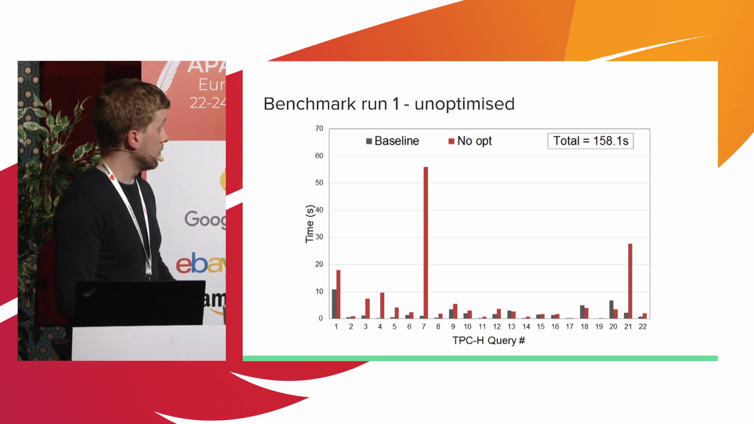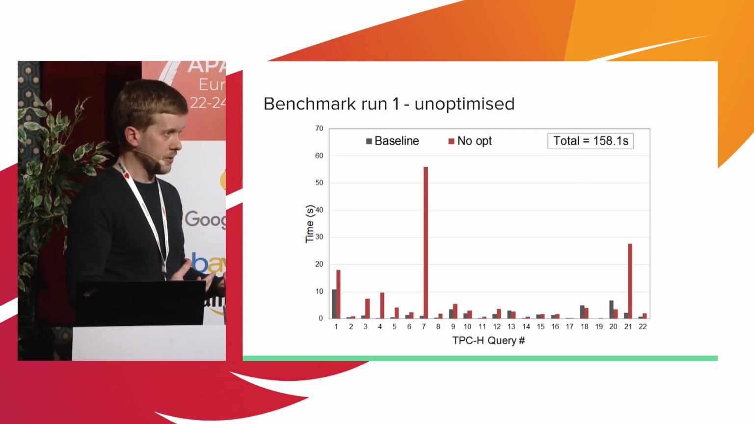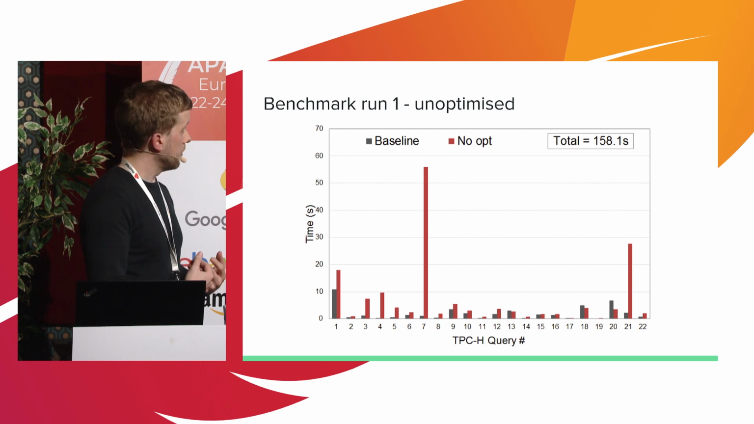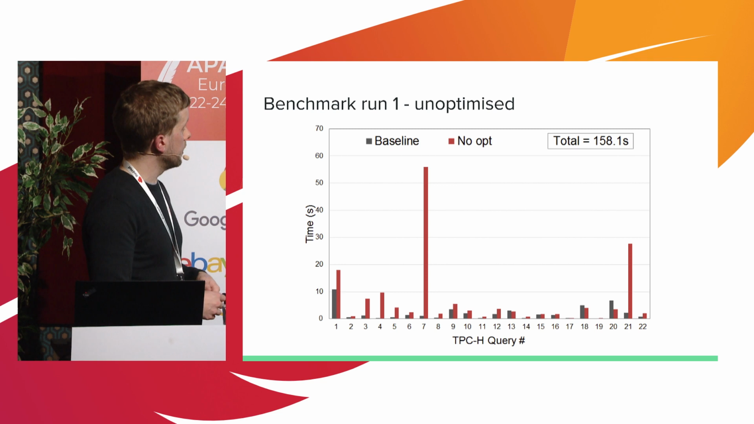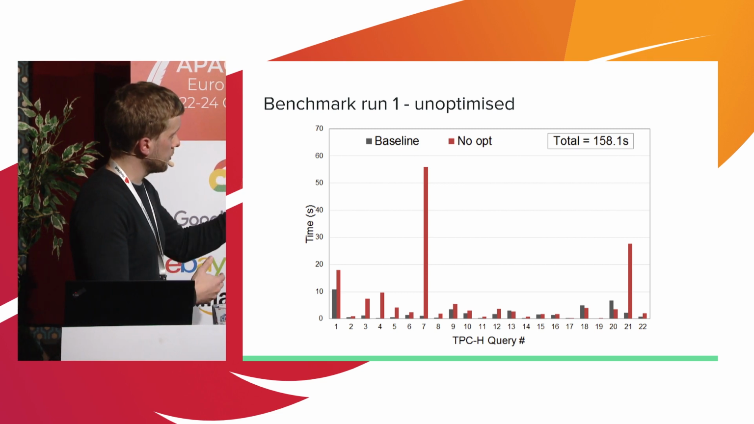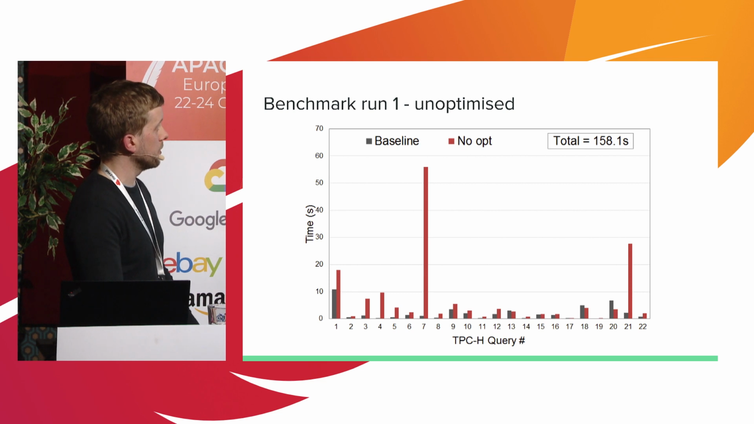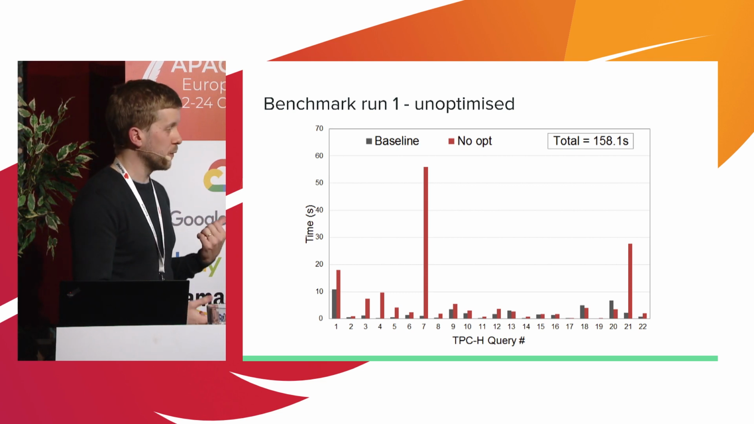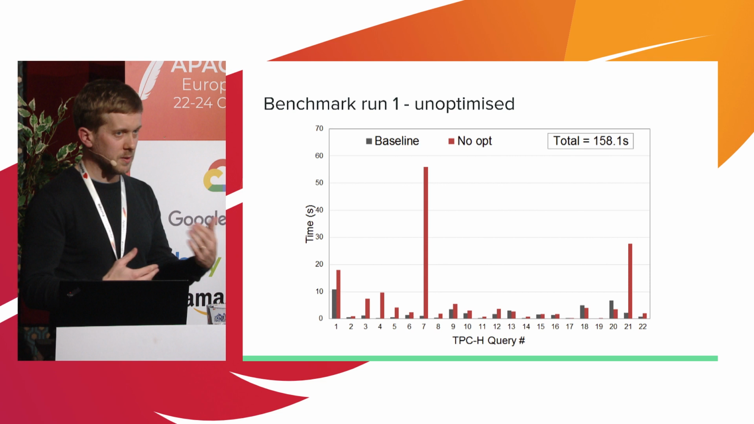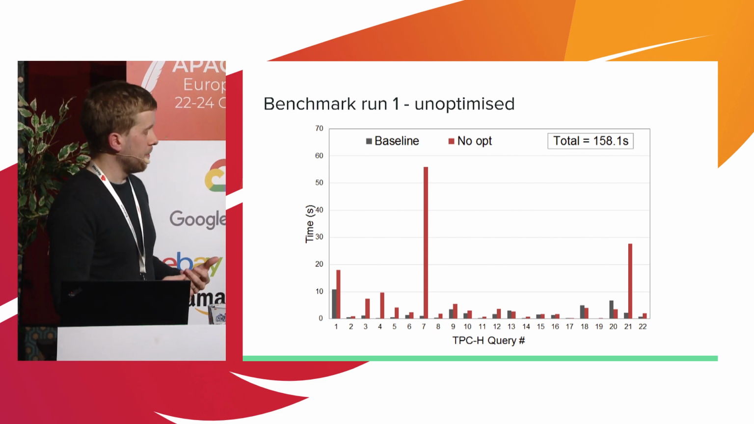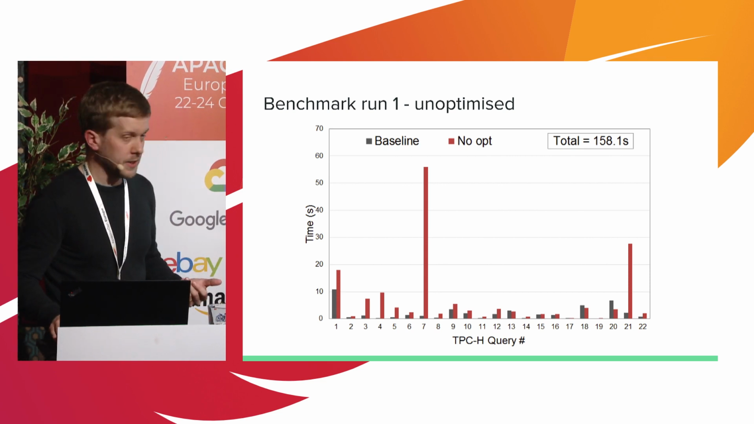So this is our first run. We basically go through unoptimized. So this is purely all the defaults in Calcite. What it does is it generates these 22 queries. And we can see that the total now is 158 seconds. So original being 45.5, we've added quite a bit of overhead here. Doesn't look too great.